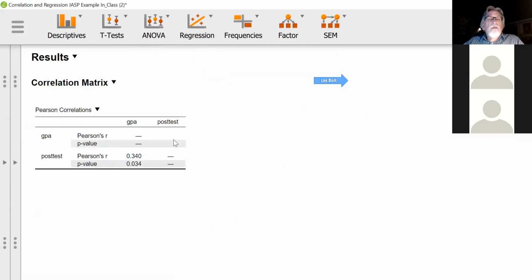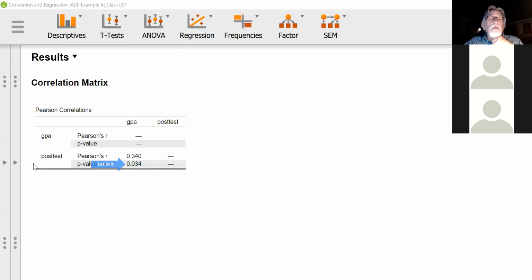And I find that GPA and post-test have an R value of 0.34, and they have a significance level of 0.034. Just an odd occurrence there, that it's the same numbers. Those are not connected in any way. And so it is a significant correlation between GPA and post-test score.